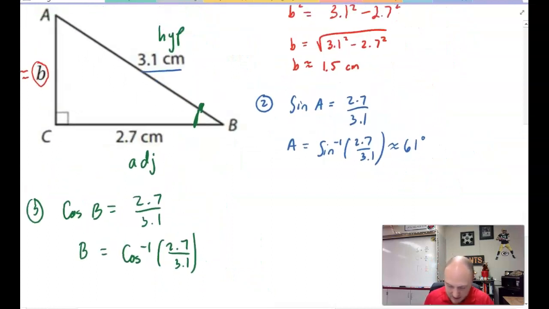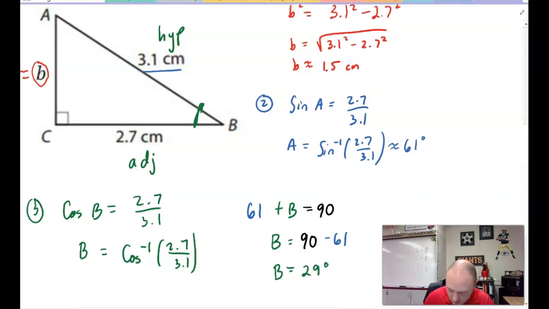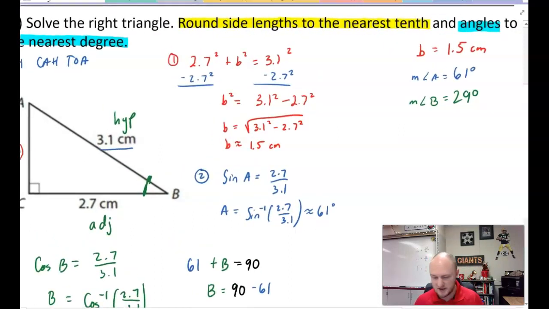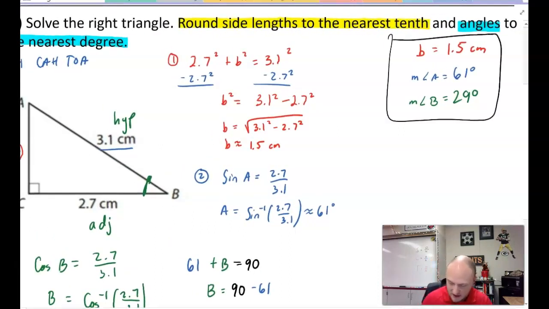Doesn't A and B add up to 90, right? They do. 61 plus B, whatever it is, is going to add up to 90 degrees. Those two angles add up to 90. So what I can do is solve for B just by taking away 61 from 90. And we get B is 29 degrees. And that's quicker. I like using the triangle sum theorem best. Okay? And ta-da! I have found the missing side and the two missing angles.